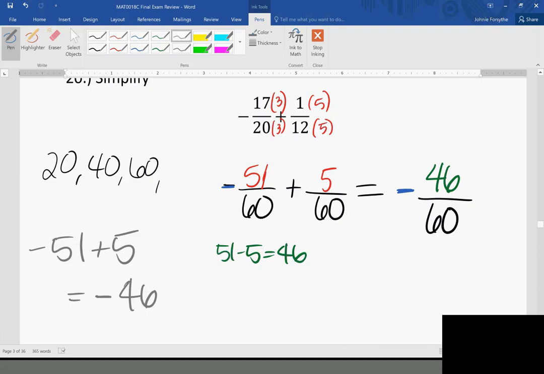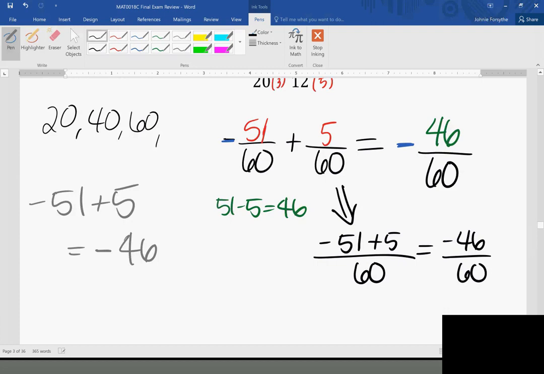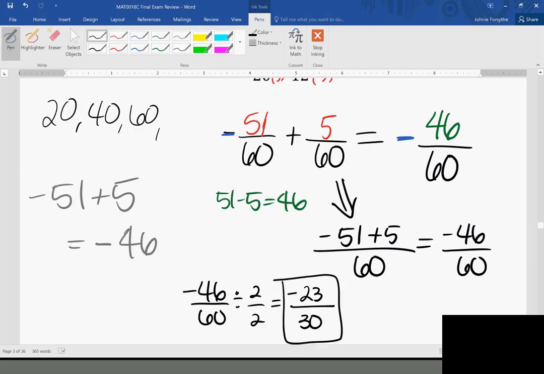So actually, let me write that out. I didn't even write that. So that's going to be negative 51 plus 5 over 60, which equals negative 46 over 60. And now we need to reduce negative 46 over 60. So we can definitely divide them both by 2. So that would be negative 23 over 30. And then that would be my final answer for that problem.